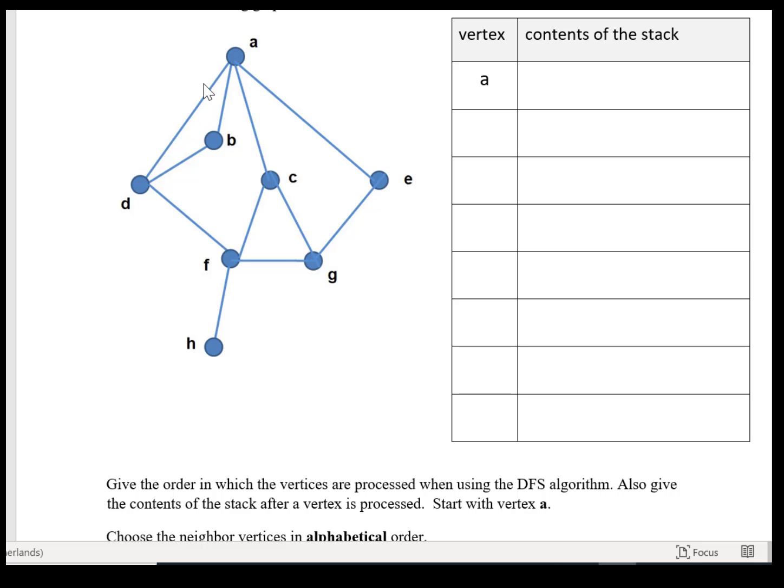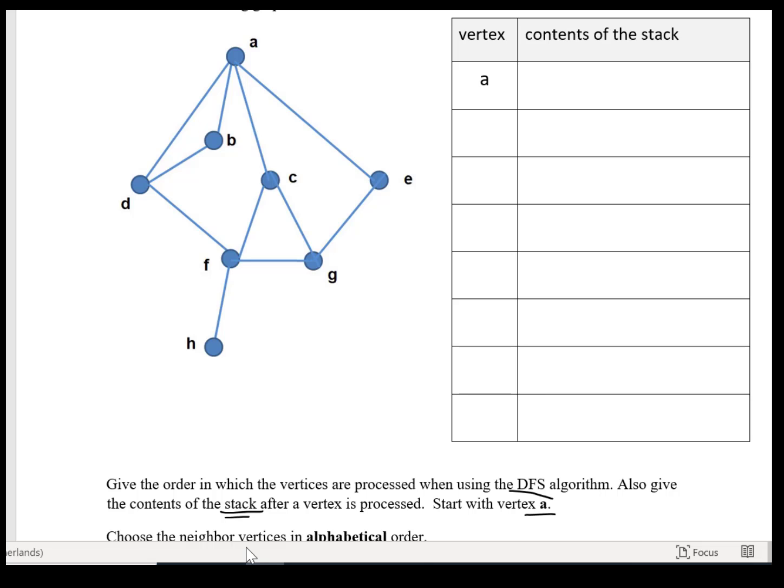Exercise 2. We have to process a graph using the depth first algorithm. So remember, depth first means using a stack. So whatever we put in first comes out last. So last one put in comes out first. We start with vertex A, it's already given in the table, and we have to choose the neighbors in alphabetical order. Okay, let's go for it.